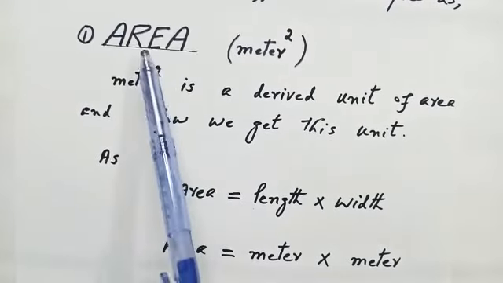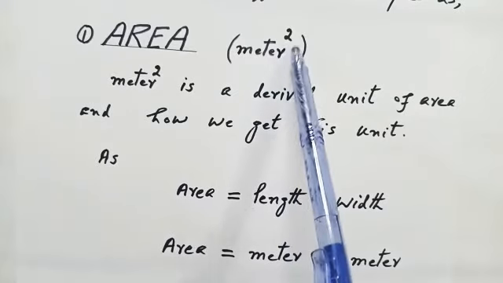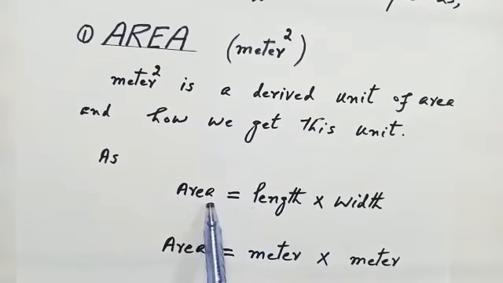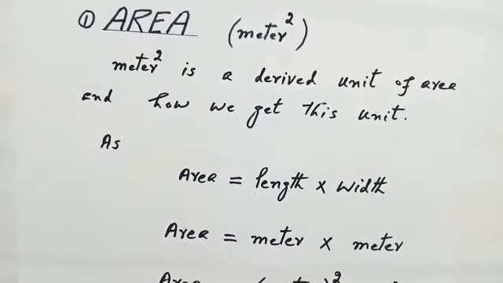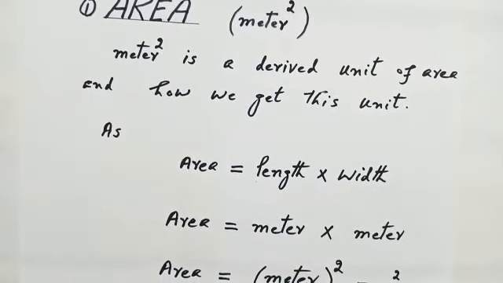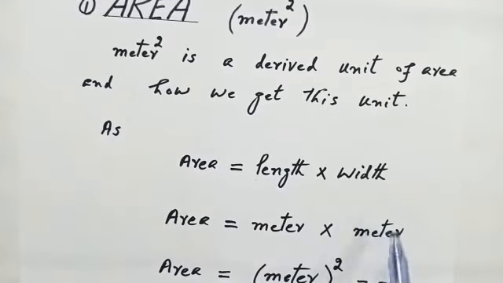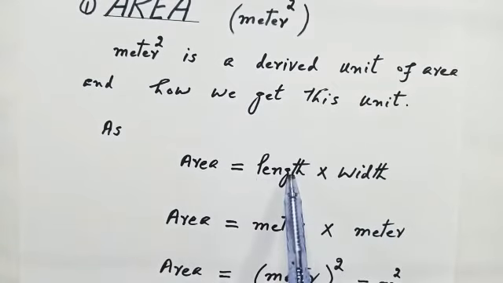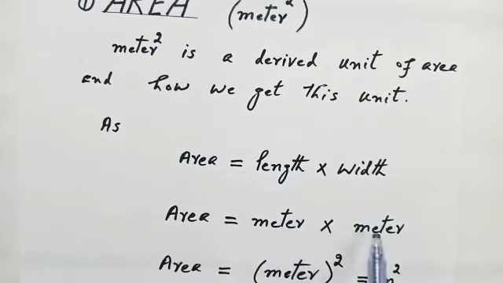Area is a derived quantity. Its unit is meter square, and meter square is a derived unit. How do we get this derived unit? The equation of area is length into width. So how do we get the derived unit? Unit of length is meter. Unit of width is meter. Length is a distance, width is a distance. So meter into meter is meter square.